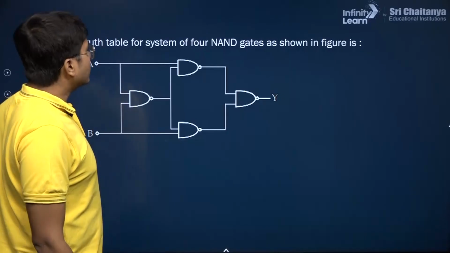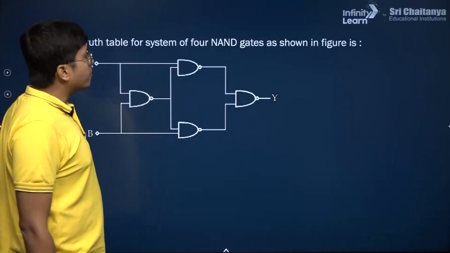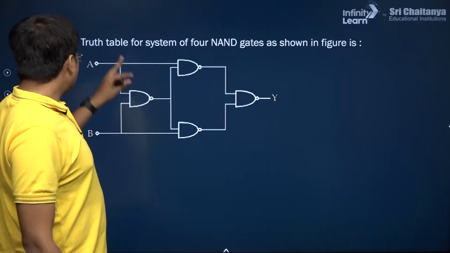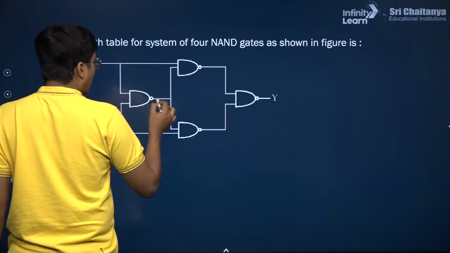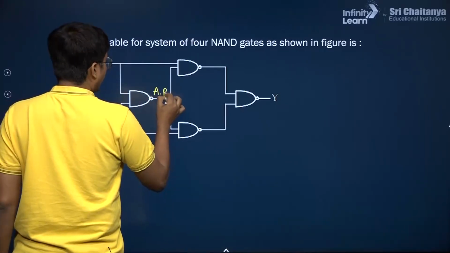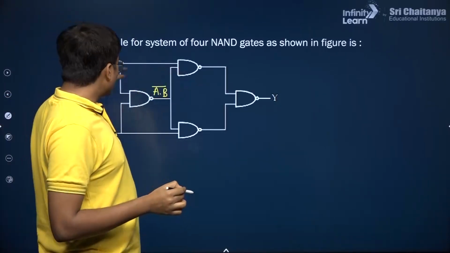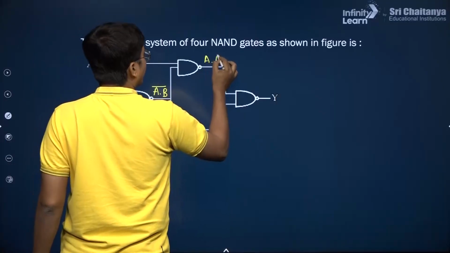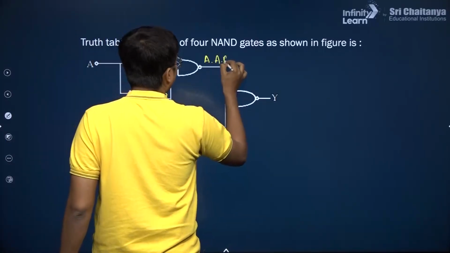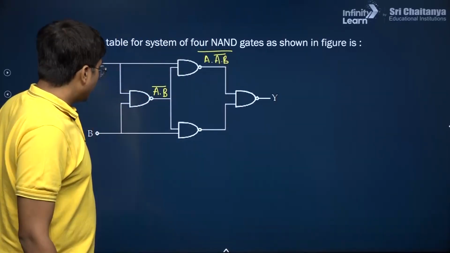Over here we have this logic gate system. We have to find what the truth table for it is. Let's do it. We have A and B coming into this NAND gate, which means the output coming out is A dot B bar. This A dot B bar is fed into this NAND gate with an A here, which means over here we have A dot B bar, and the entire thing is made with a bar on top.